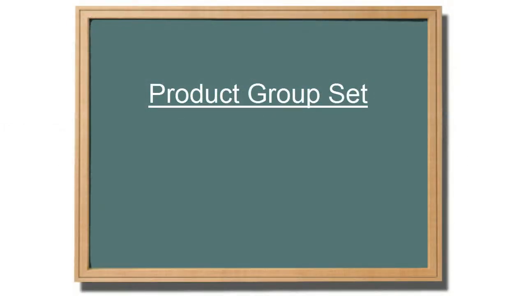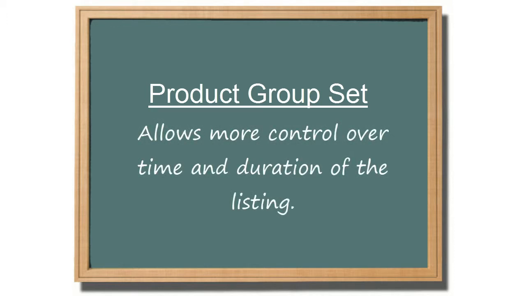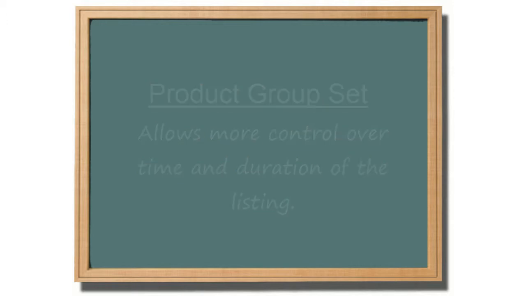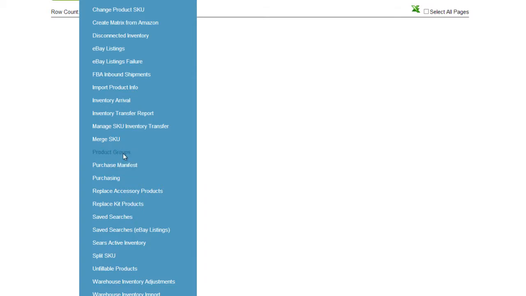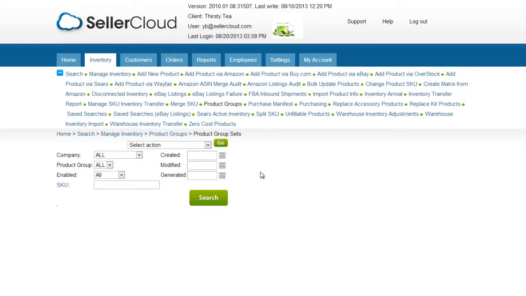Now let's look at how to schedule an auction with a product group set. Similar to a product group series, scheduling an eBay auction with a product group set uses pre-configured product groups. However, scheduling with a product group set will give you much more control over the time and duration of the listing. Hover over the Inventory tab, scroll down to Product Groups, and select Product Set from the side menu. On this page, you can manage your existing product group sets or create a new one by opening the Action menu and selecting Create New Product Group Set.